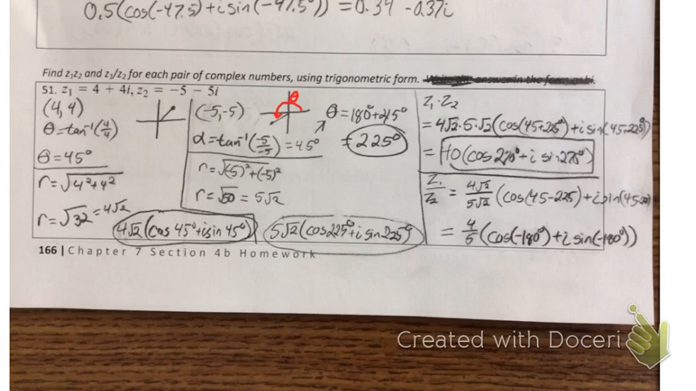I just didn't know what we were supposed to do. You were just overthinking it. All it asks you to do is find the conjugate. It was just asking you to find the conjugate.